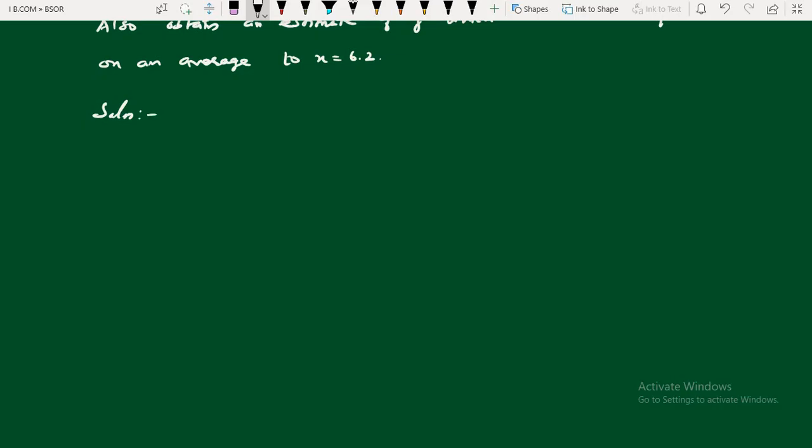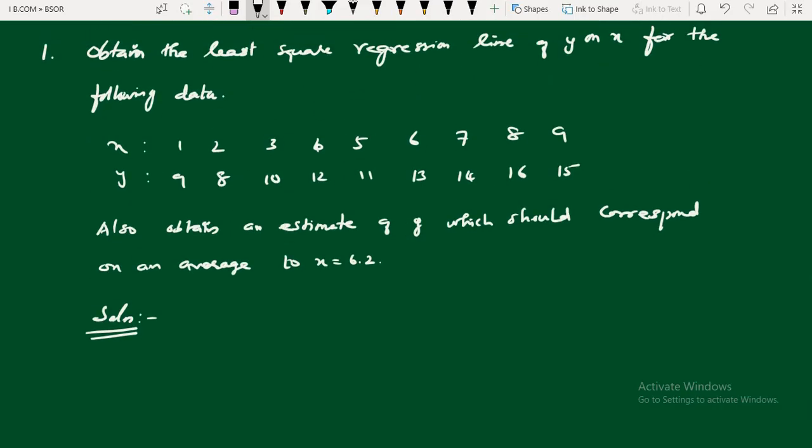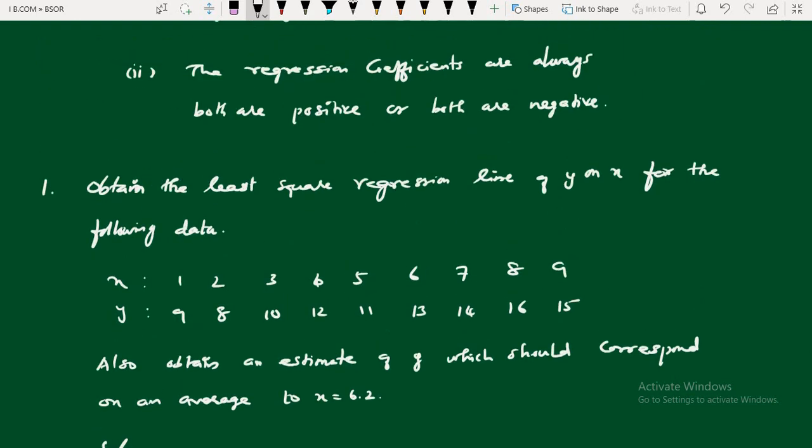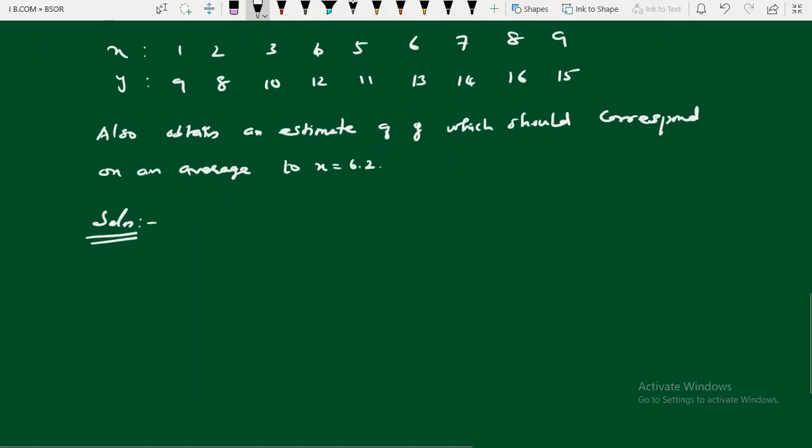So this is the question. X and y values are given. Two variables are defined here. For the two variables, we have to define the relationship between them and express that as an equation. That equation is nothing but the y on x equation. We have two kinds of equation, y on x and x on y. They are asking for the y on x equation, so we need to find that one.